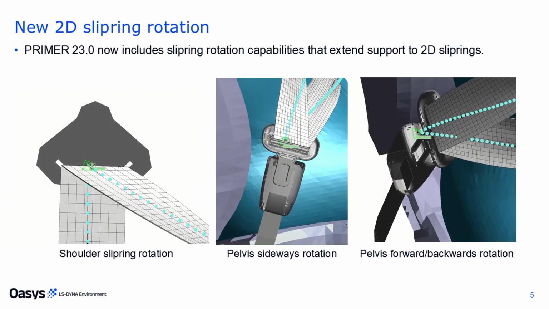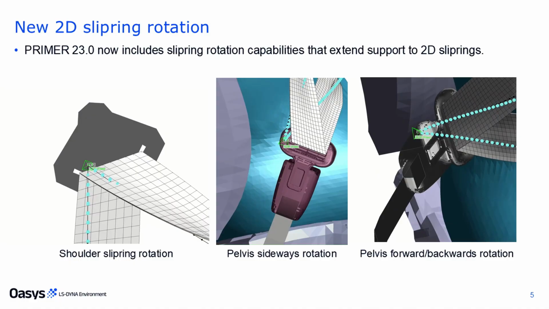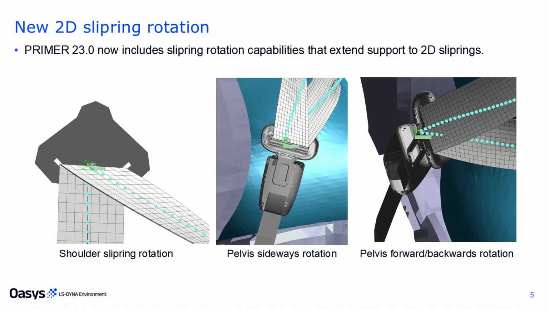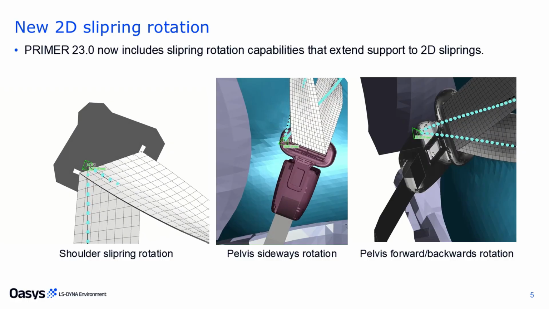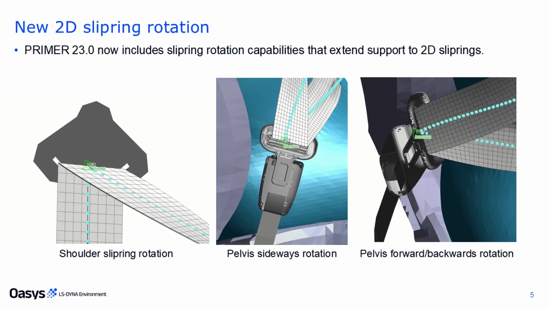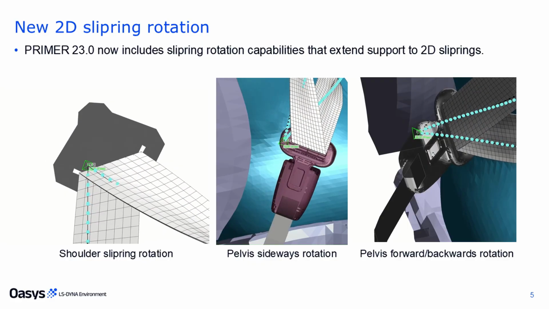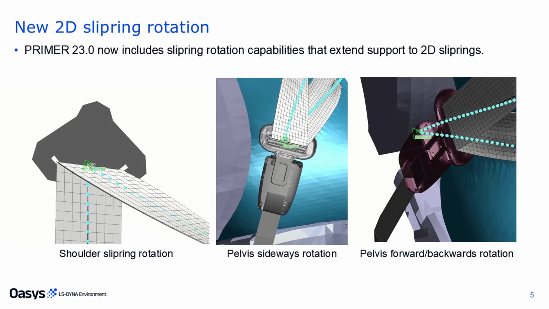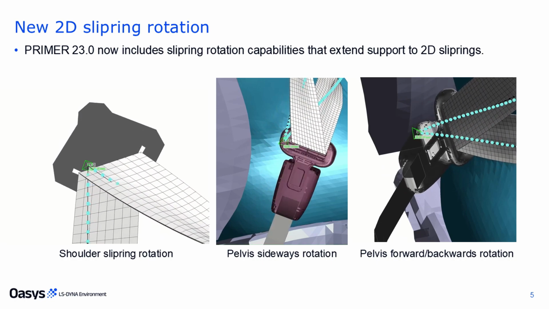With Primer 23, this behavior is now extended to 2D slip rings, allowing the slip ring to be automatically oriented such that its radial vector aligns with the weighted interpolation of the belt's incoming and outgoing directions. This broadens the applicability of the existing feature to simpler 2D setups, increasing real-world usefulness.